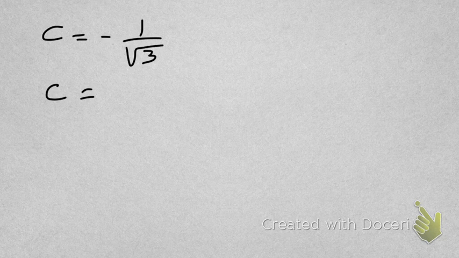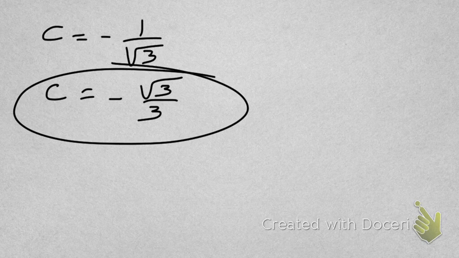If we rationalize that denominator, that's negative square root 3 over 3. Call it c, call it x, but we did find that value of x where the derivative of the function is the same as the slope of the secant line. The end.